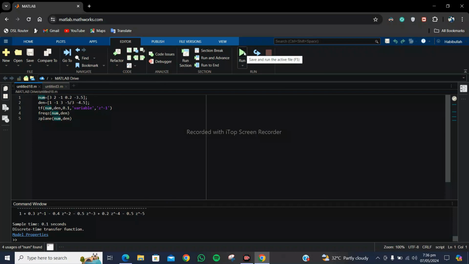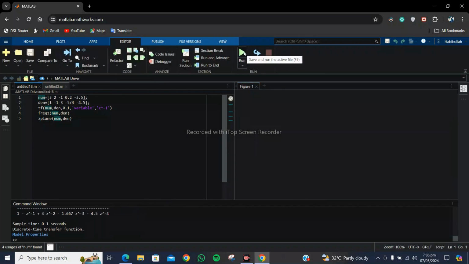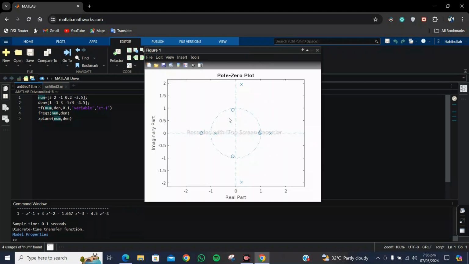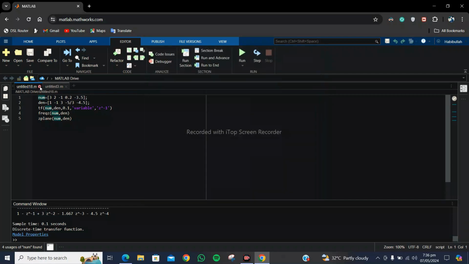Run this task. In this figure, there are four poles and four zeros, and three poles are outside the unit circle, and two are conjugate to each other. So the system is unstable because the poles are outside the unit circle. So moving towards the last task of this lab.